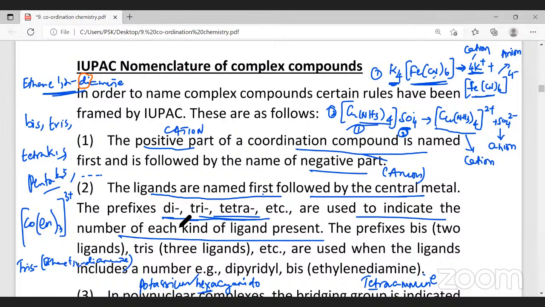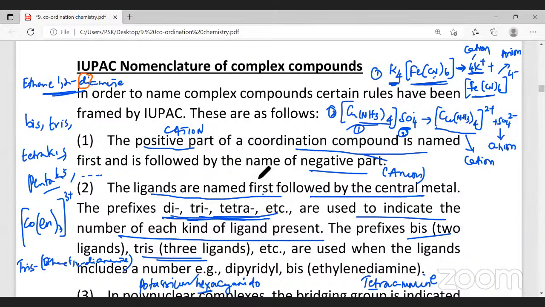You understood the difference between di, tri, tetra, and bis, tris, tetrakis, and pentakis, going on like that. So when the ligand itself contains a prefix, then we give a special type of prefix, given as bis, tris, tetrakis, pentakis. Followed? Did you understand? Yes, sir. The third point here is polynuclear complexes.